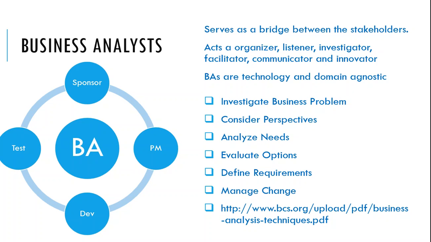Now, in this particular diagram, you will notice that you have the BA in the center, and you have all the other teams around them. So there is a sponsor who is sponsoring the project. The BA is answerable to them. BA also works with the project manager, and that's who you have on the right side. At the bottom, you will see dev, which means the development team. So BA is also working with the development team. A BA is also working with the test team. So you see how you have to function as a bridge between all these people.